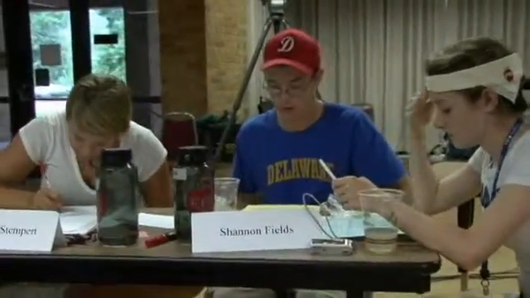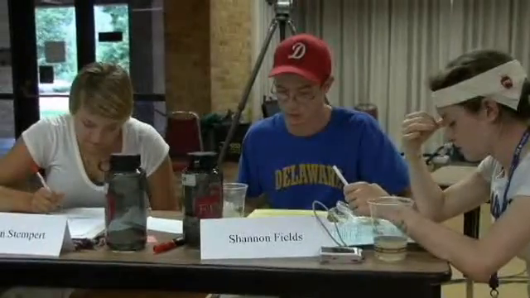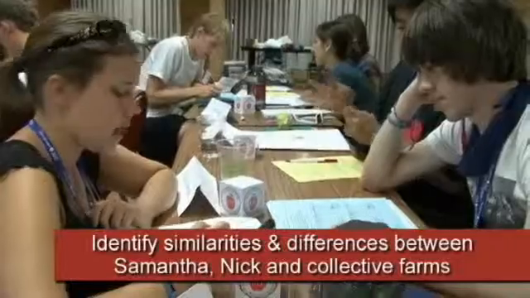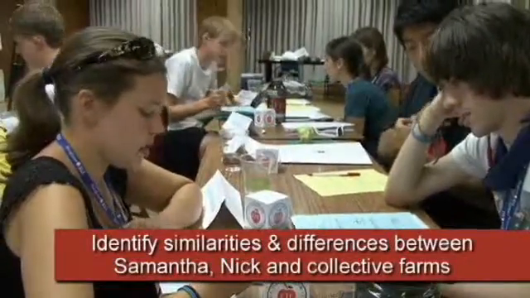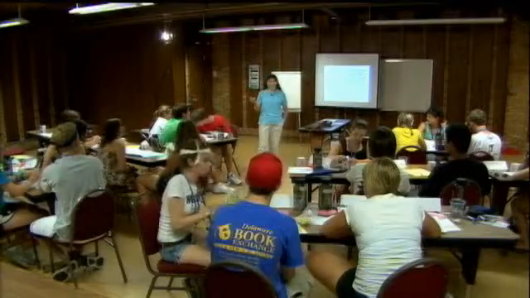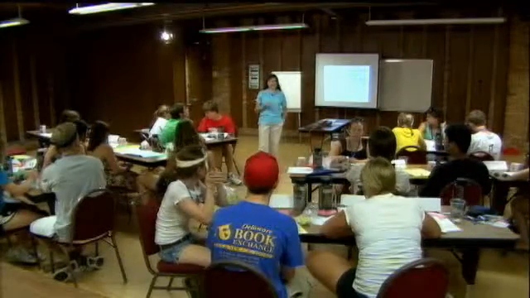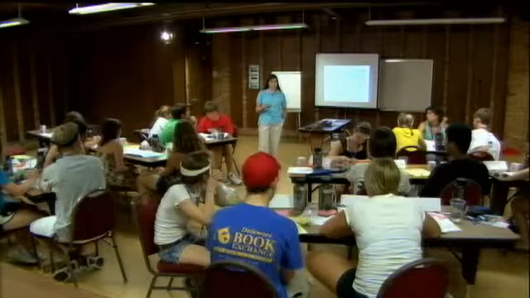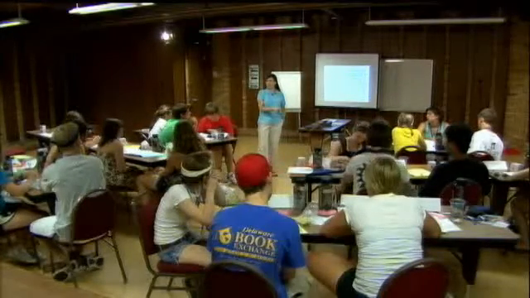The second part of this activity allows the students to transfer what they've learned in the simulation to the collectivization of agriculture in the Soviet Union. Have them work in their small groups to identify the similarities and differences between Samantha's situation and the collective farms and Nick's situation and the collective farms. When they've filled out the tables comparing and contrasting the situations, explain that over time, the practice evolved in the Soviet Union of allowing peasants to keep small private garden plots, or at least ignoring that they did.